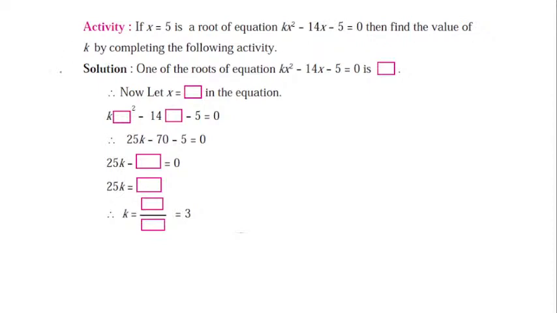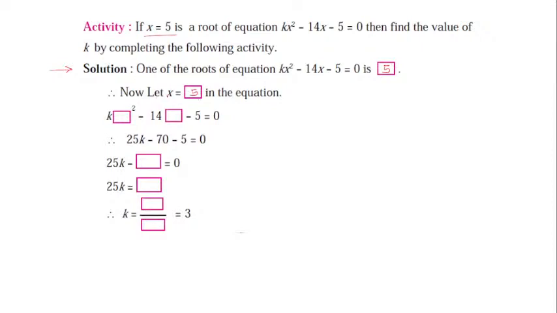Now in this question, the first sentence is, one of the roots of the equation kx square minus 14x minus 5 is equal to 0 is 5, as x is equal to 5 is a root of the equation. As it is a quadratic equation, it must have 2 roots, out of which only one root is given. So that root is 5. So in the first box we should write here 5. Now let x is equal to 5 in the equation.